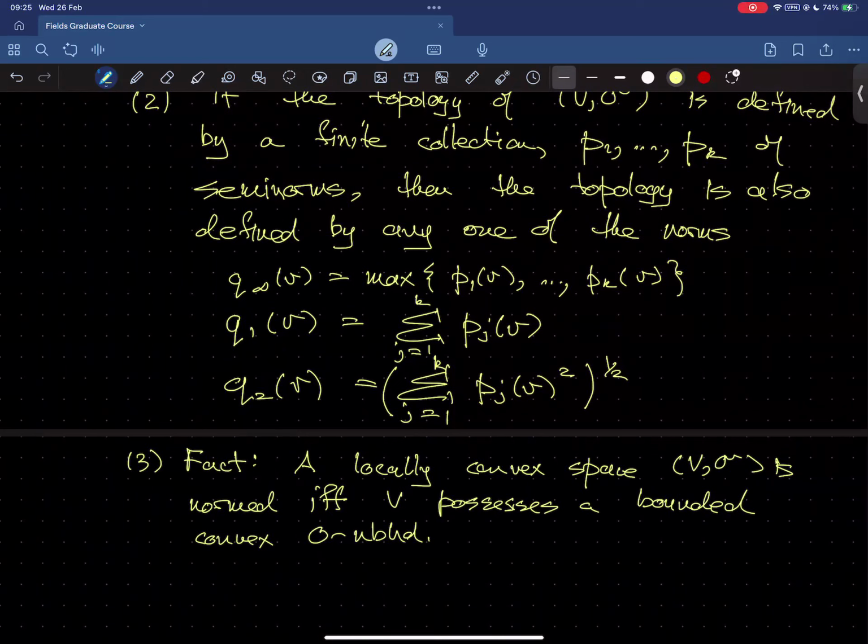The converse implication is proved by the following argument. You suppose that you have a bounded convex zero neighborhood. What you do then is you show that the Minkowski functional for that bounded convex zero neighborhood is a norm. We talked about the correspondence between seminorms and neighborhoods, and the way we did that was through Minkowski functionals. Okay, good.